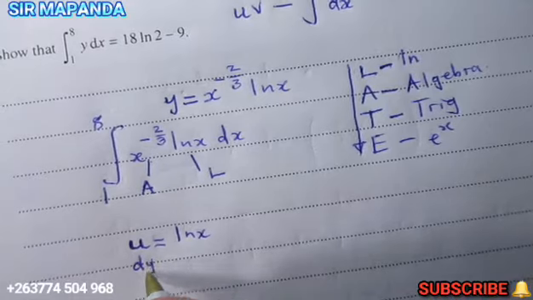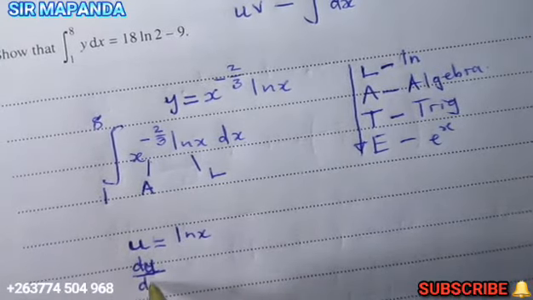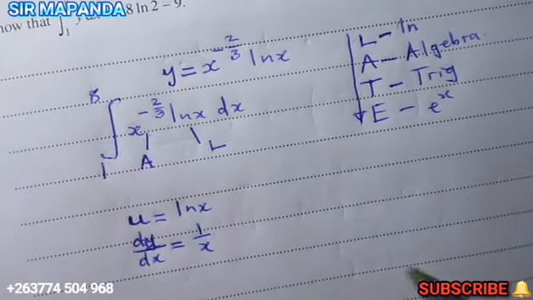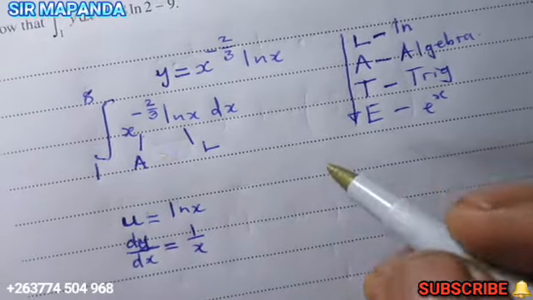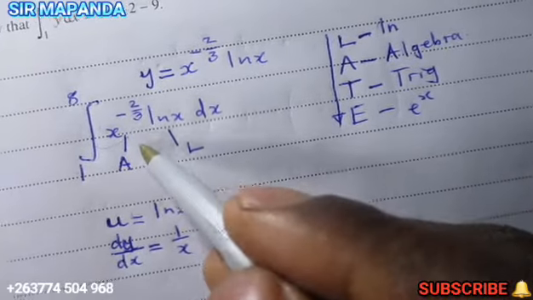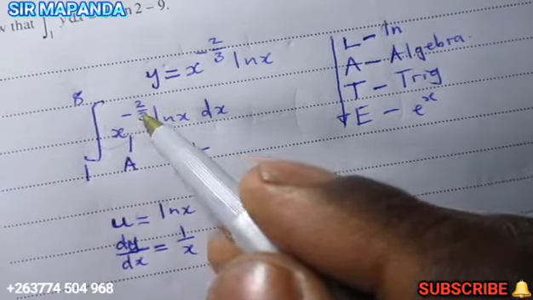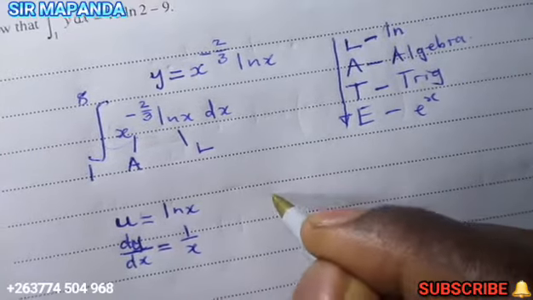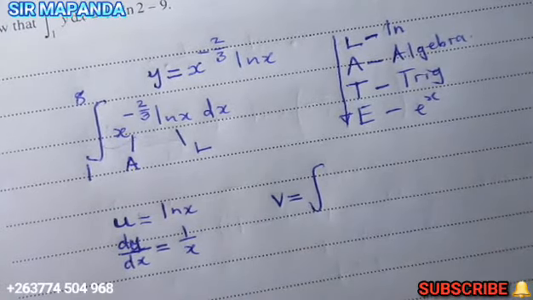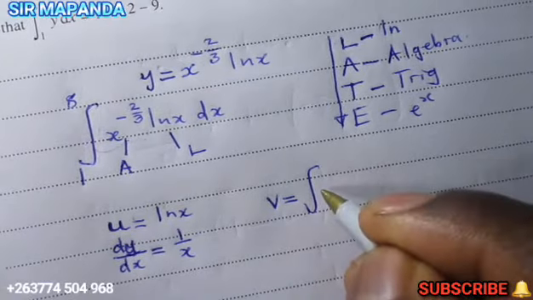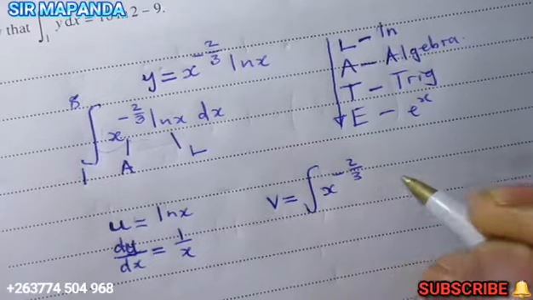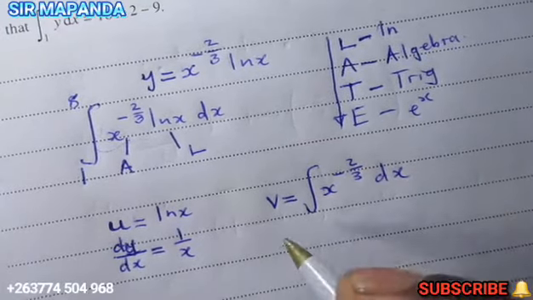So you find du/dx, right? So the derivative of ln x is 1 over x. I hope you are following, right? So the remaining function, which is x to the power of minus 2/3, is going to help you to find the value of v if you integrate the remaining function. So v is equal to the integral of x to the power of minus 2 over 3 dx, right?